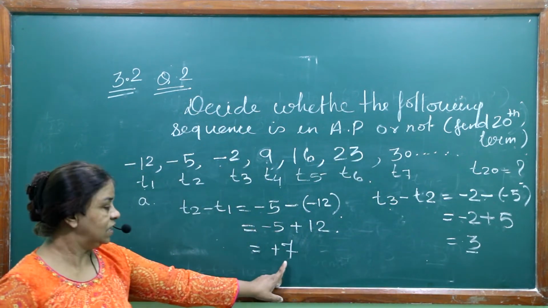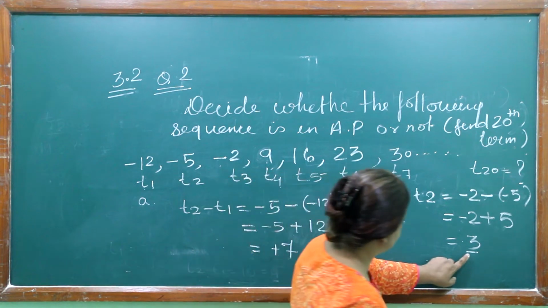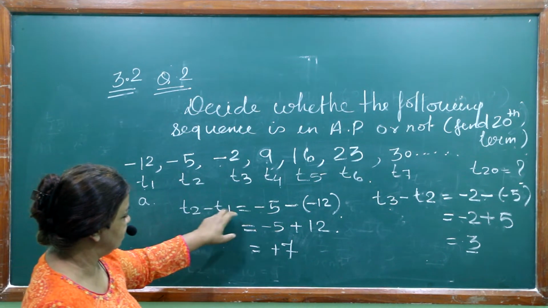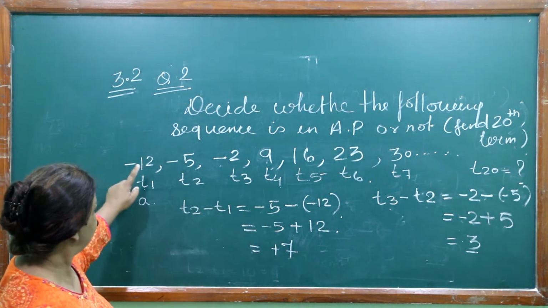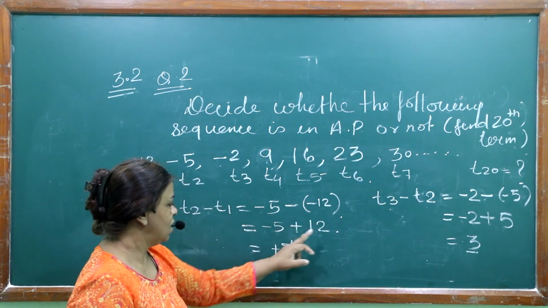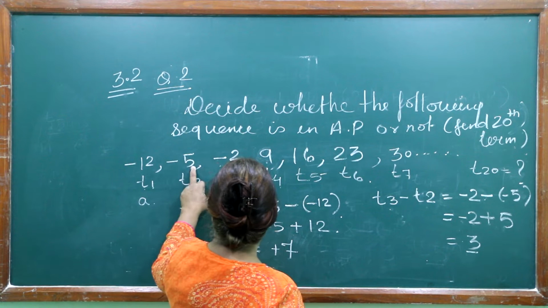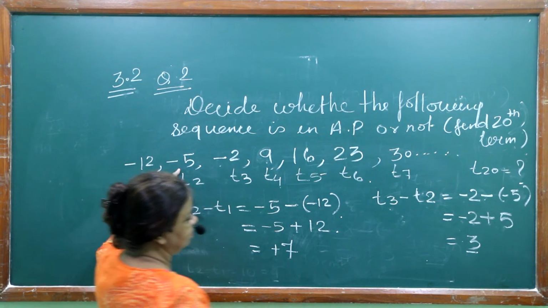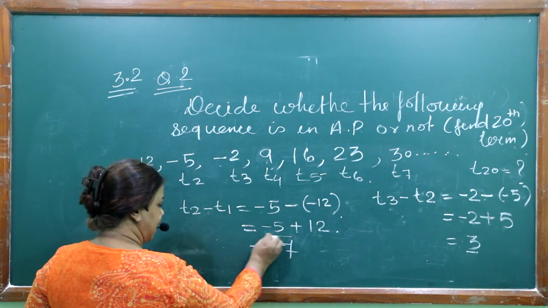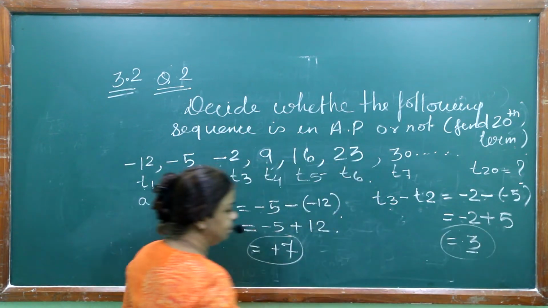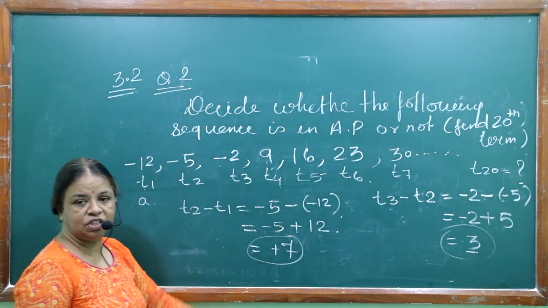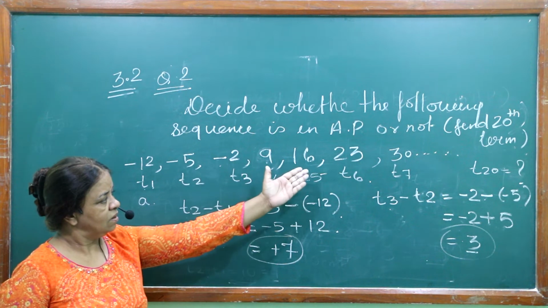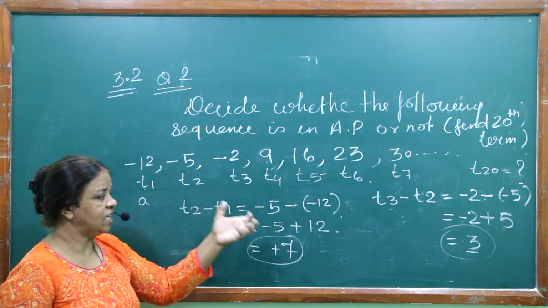Now here the difference is 7, and here the difference is 3. See, T2 minus T1: T2 is minus 5 and T1 is minus 12, minus minus plus, 12 minus 5 is 7. Here T3, that is minus 2, minus the second term. If you compare these two, they are not same. That means the difference between the two consecutive terms is not same, and therefore the given sequence is not in AP.